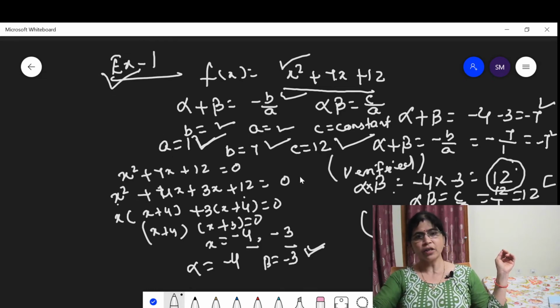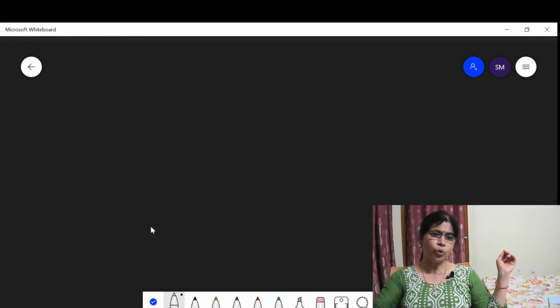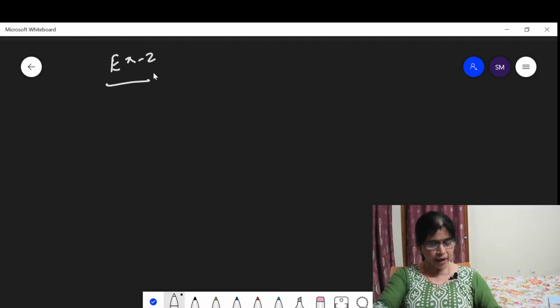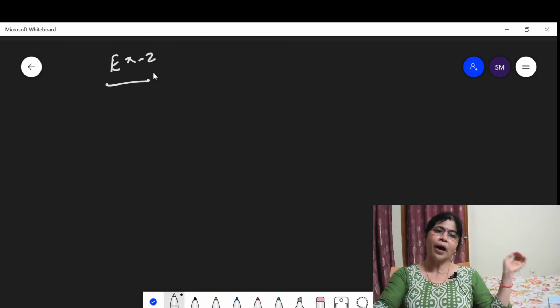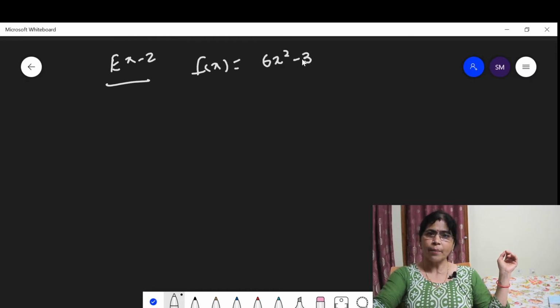Now let us discuss some more examples. Example 2 says: find the zeros of the quadratic polynomial and verify the relationship. Here it is the same thing, but the polynomial is different. Here the polynomial is given f(x) is equal to 6x square minus 3.